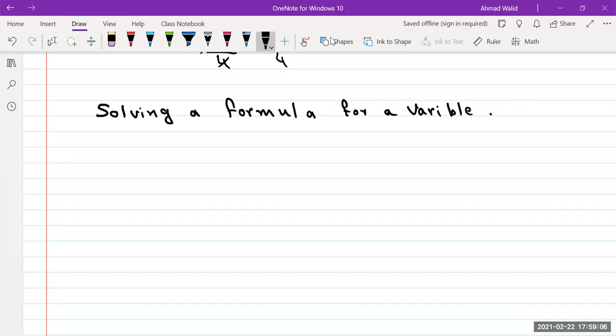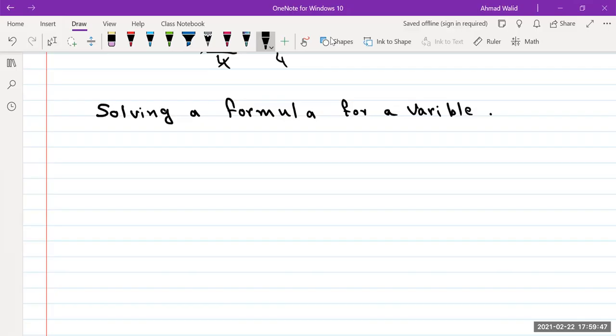Correct? This topic, believe me, is a really, really important topic, not only in math. If you take a physics class, you always deal with formulas. If you take a biology class, there are formulas there. If you take a chemistry class, there are formulas in chemistry. If you take an economics class, if you're a finance or business major, there are formulas in business, correct?